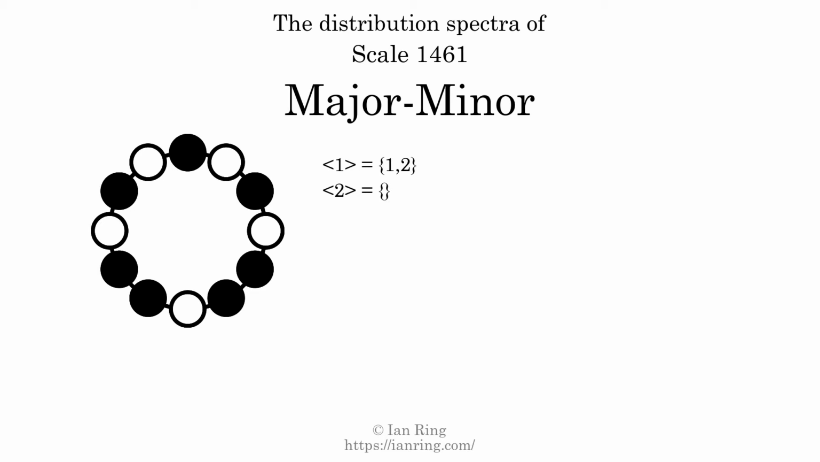The generic interval of two scale steps comes in two different specific interval sizes, 3 semitones and 4 semitones. The spectrum width of this generic interval is 1. The generic interval of 3 scale steps comes in 3 different specific interval sizes, 4 semitones, 5 semitones, and 6 semitones. The spectrum width of this generic interval is 2. The generic interval of 4 scale steps comes in 3 different specific interval sizes, 6 semitones, 7 semitones, and 8 semitones. The spectrum width of this generic interval is 2.